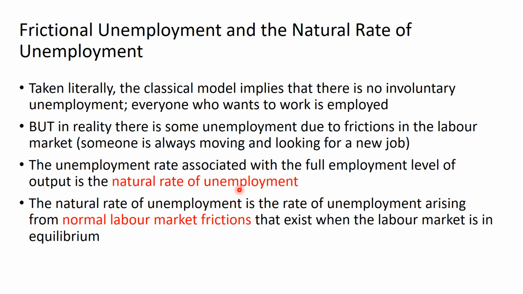Together, the frictionally unemployed and the structurally unemployed will combine to inform us on what the natural rate of unemployment is. So the natural rate of unemployment would include people who are frictionally unemployed and structurally unemployed, and it is the unemployment rate at the full employment level of output.